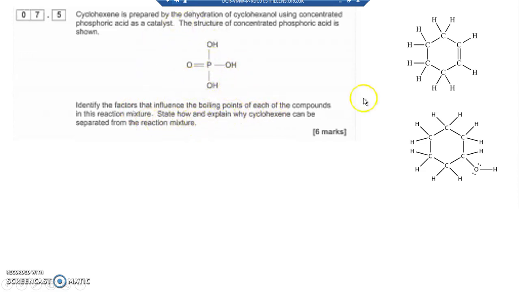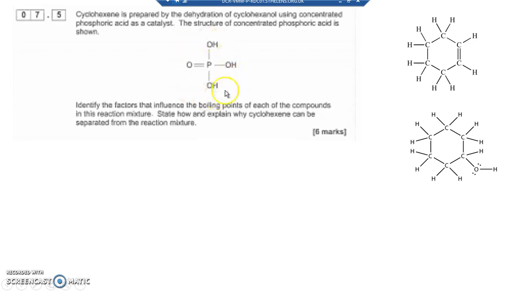Well, this is phosphoric acid. I've drawn for you cyclohexene. So hex is 6, cyclo in a ring with an ene, a double bond, and cyclohexanol is 6 carbons in a ring with an OH in there as well. So you've got to identify which has got the largest boiling point.